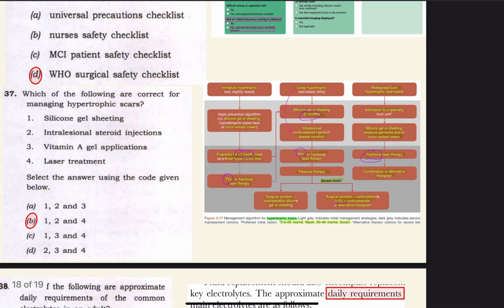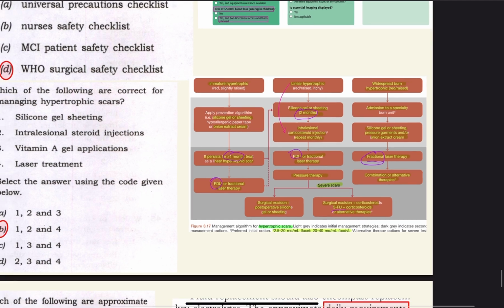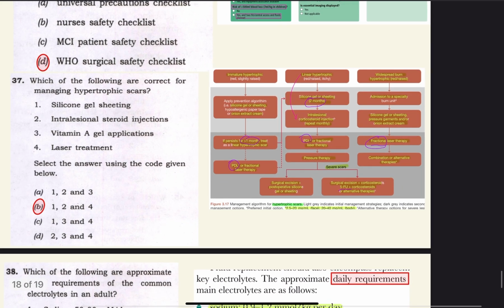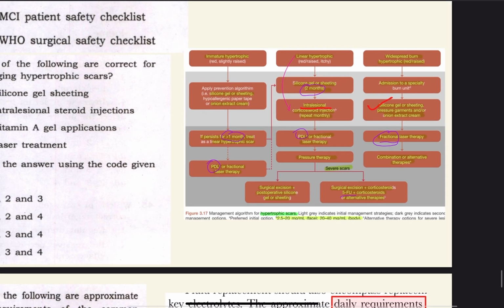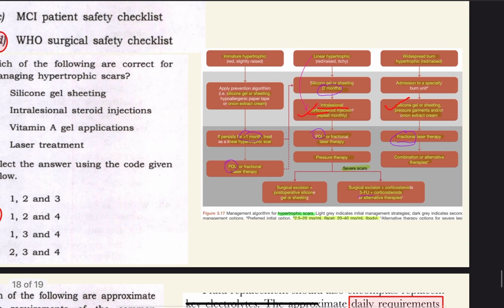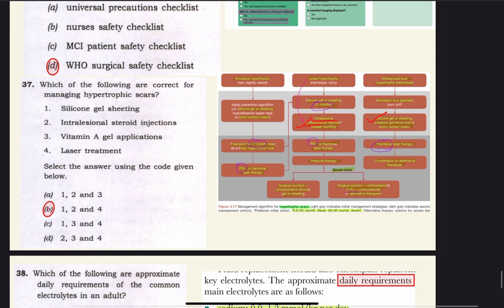Which of the following is correct for managing the hypertrophic scar? You see this question is taken from this table of Bailey. So you can use silicone gel sheet. Then intralesional steroid, yes, you can give the steroid. Kenacort we give. And then laser treatment. Yes, you can also go for laser treatment, but there is no vitamin A gel application in hypertrophic scar.